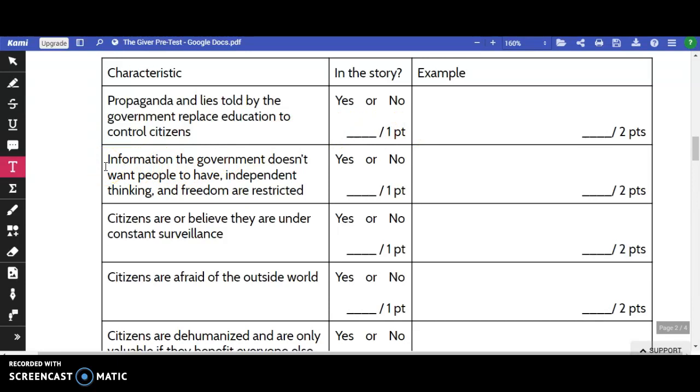Characteristic 2. Information the government doesn't want people to have, independent thinking, and freedom are restricted. Is it in the story? If it is, circle yes. If it isn't, circle no. If you circle yes, give an example from the story.